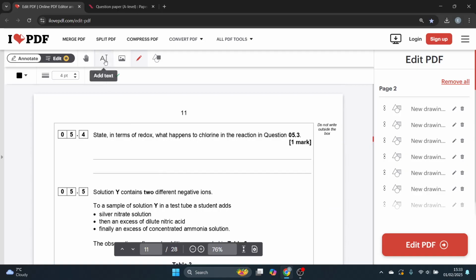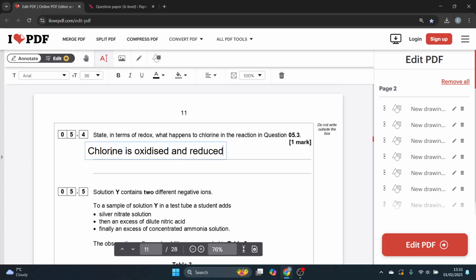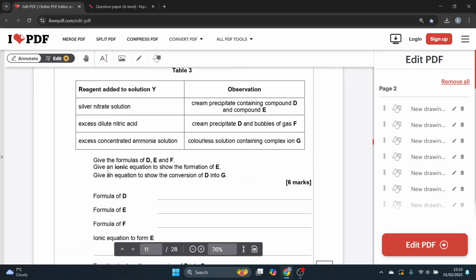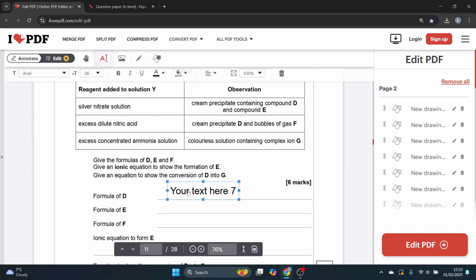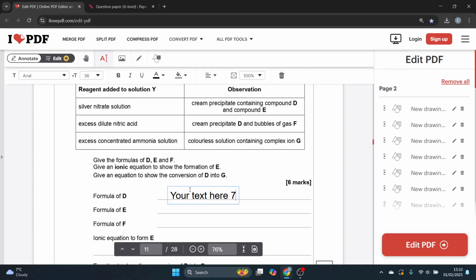In terms of redox, what happens to chlorine in question 5.3? Well, chlorine is oxidized and reduced. That's it. Give the formulas of D, E, and F. Well, I know D: silver nitrate solution, cream precipitate. So the bromide ions with silver nitrate solution, so it's going to be AgBr.